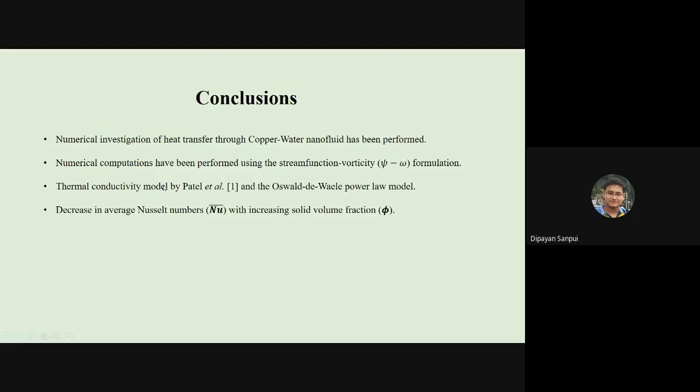So now coming to the conclusions: numerical investigation of heat transfer to non-Newtonian copper water nanofluid has been performed. Numerical computations have been performed using the stream function vorticity formulation, and the finite difference method was the discretization scheme, with the thermal conductivity model by Patel et al. and the Ostwald de Waele power law model used for viscosity modeling. We have seen the decrease in average Nusselt numbers with increasing solid volume fractions.